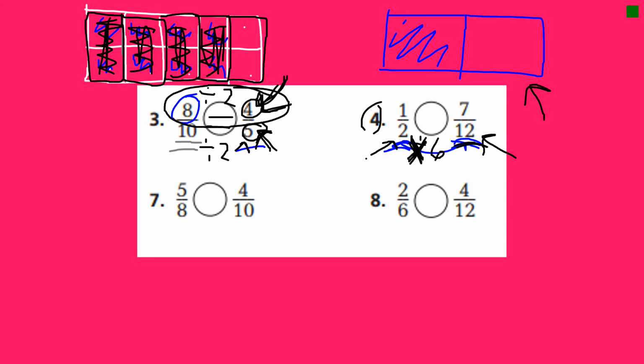So let's see. If I do 2 times 6 to get 12, can I do 1 times 6? Because that's what I'm going to be doing to the pieces. Is 1 times 6 7? No way. Nope. And now let's do it on the model, okay?